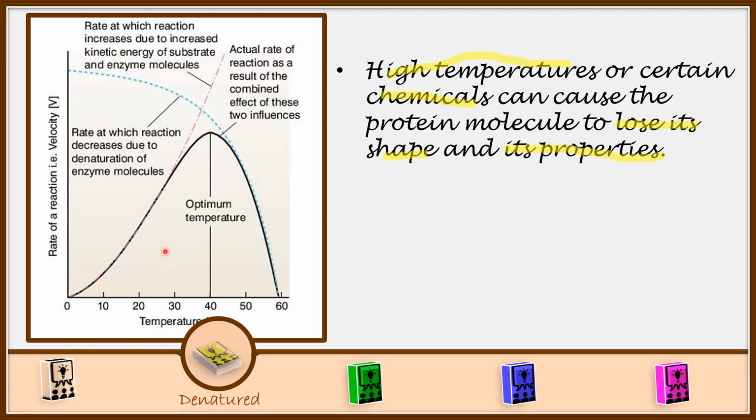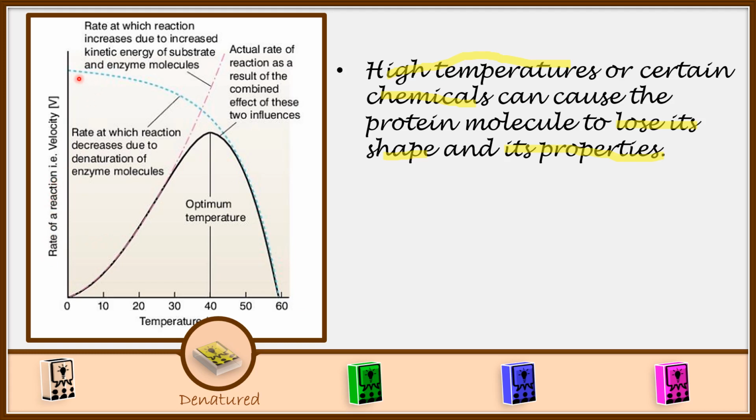Why? Because there is an increase in kinetic energy of both the substrate and the enzyme. So they are moving very fast, therefore they can come into contact with each other and then the reaction will take place. But again, when the temperature goes on increasing, the rate again goes on decreasing.